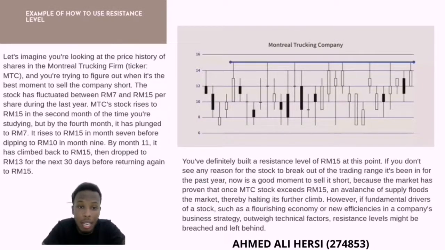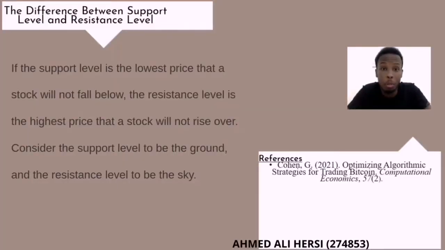If you don't see any reason for the stock to break out of the trade range it's been in for the past year, now is a good moment to sell it short, because the market has proven that once MTC stock exceeds 50 ringgit, it is sold off, thereby halting its further climb. However, a factor such as a flourishing economy or a new significant business strategy may outweigh technical factors, and resistance and support may be left behind. The difference between support level and resistance level.